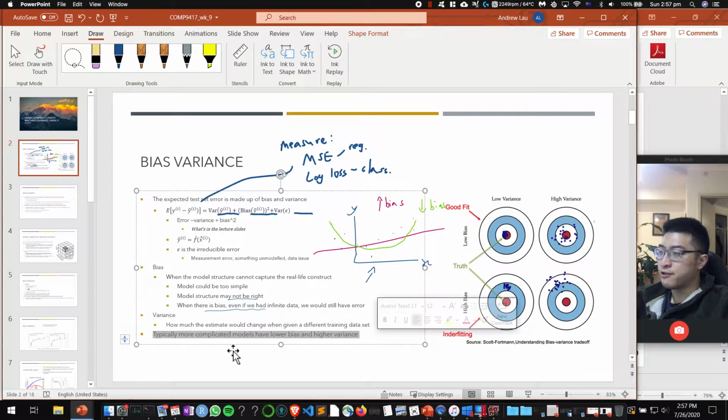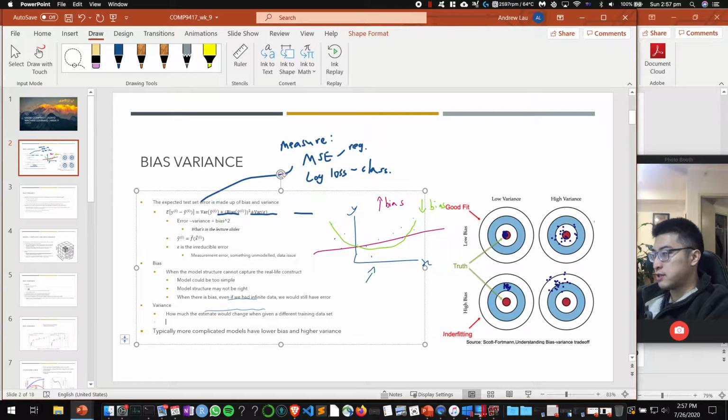But then they have more variance because they're too flexible. They tend to hug the training data too much, such that if you change the training data, then the predictions will change a lot. So this is one way to understand it.